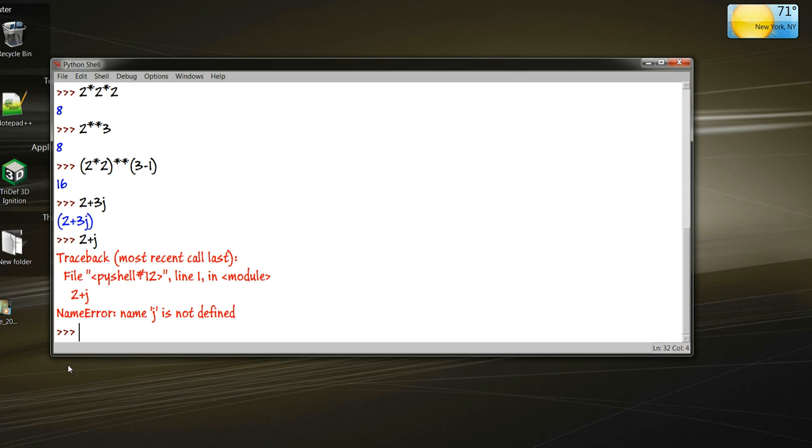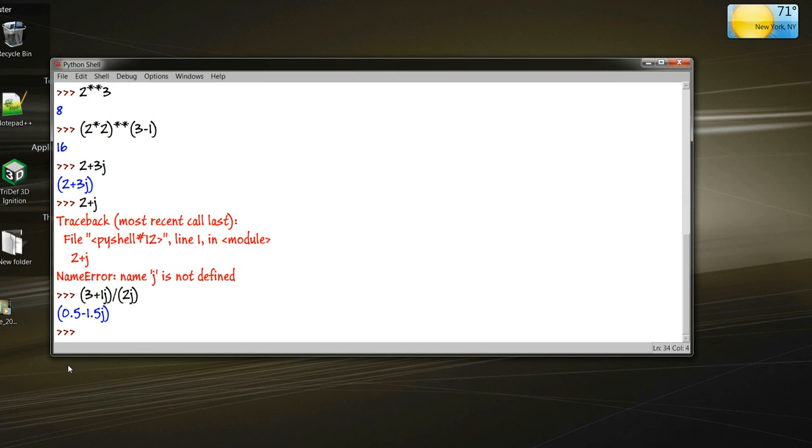But you can do some other stuff. There are some other examples here with imaginary numbers. We divide this one by something. But those are complex numbers.